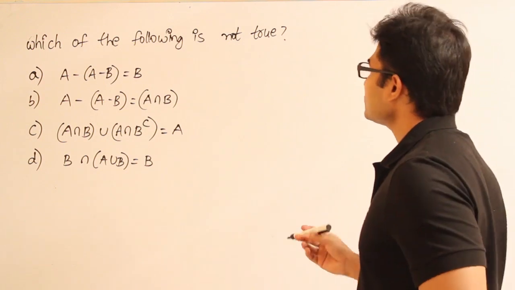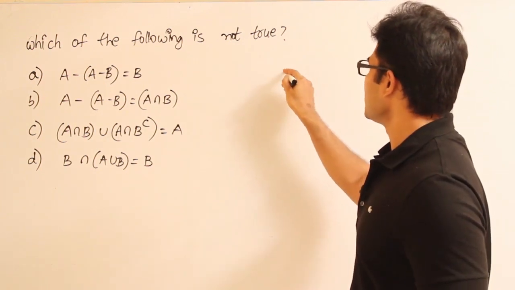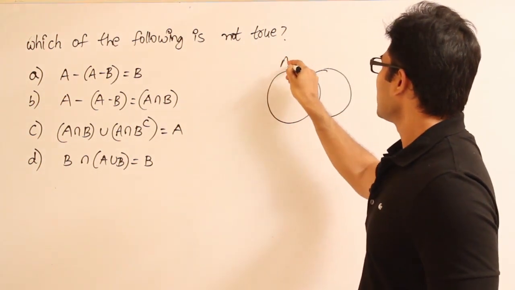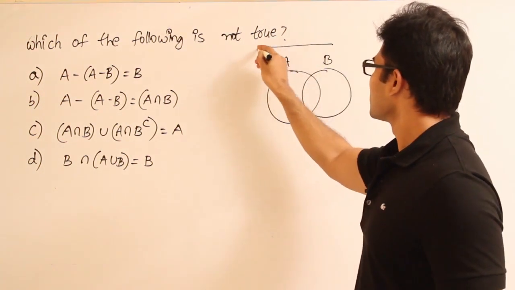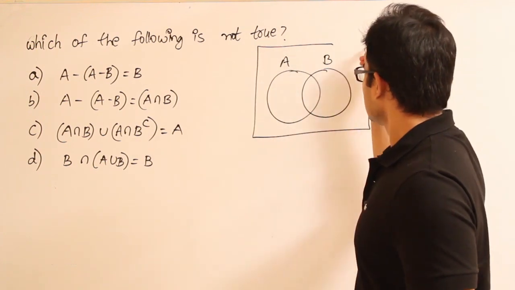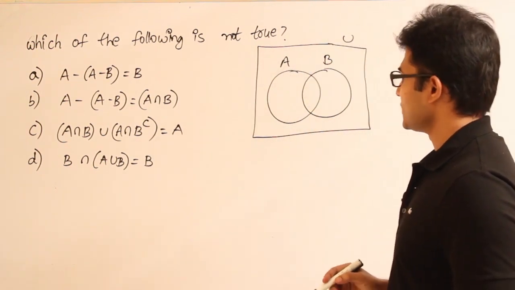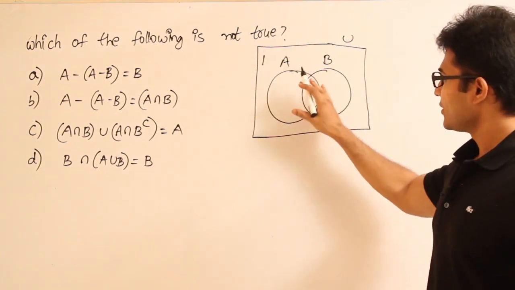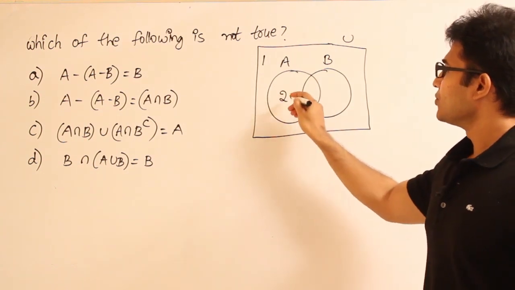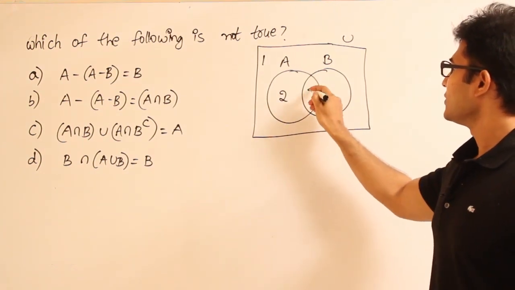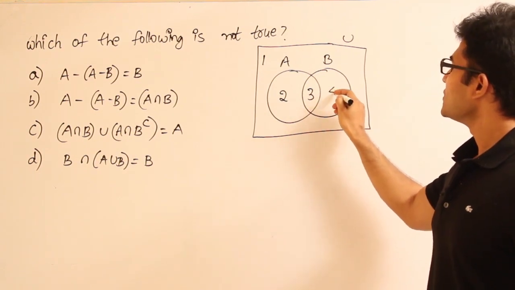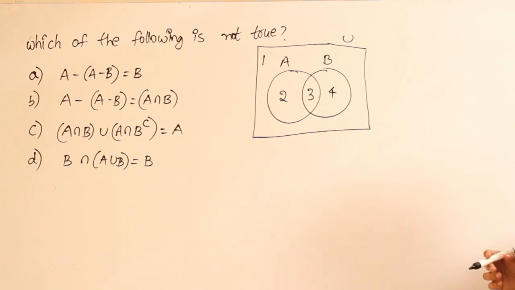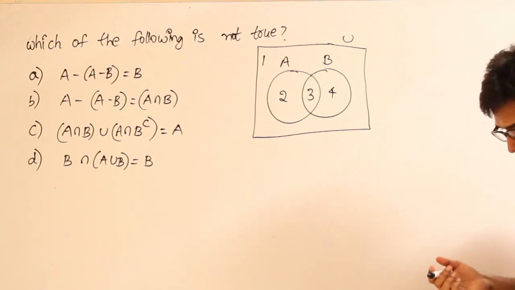See this. Now we have two sets A and B. There is set A, set B. This is the universal set. Now let's write all the regions. Region 1, which is outside A and B, and region 2. Region 2 is nothing but A minus B. Region 3 is A intersection B, and region 4 is B minus A. We have these 4 regions, isn't it? Since we have only 2 sets, we have only 4 regions, right?